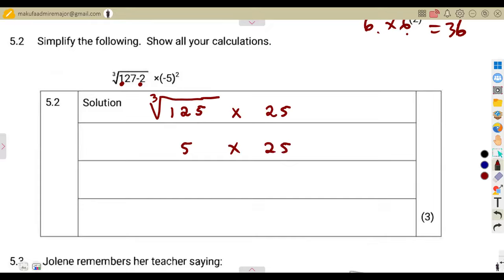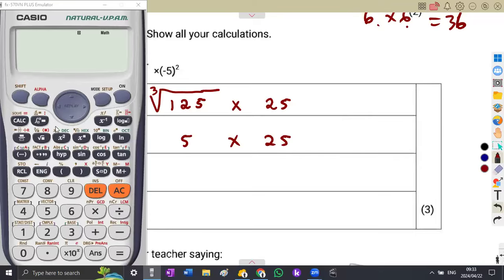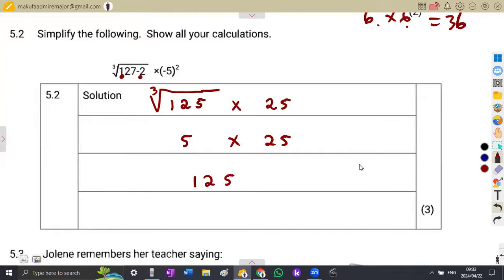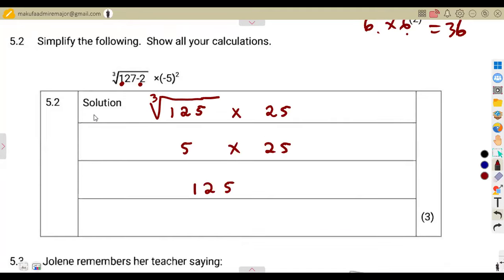If you do not know this, a calculator is there. That is your only friend in the exam that you can actually trust and use. For the cube root, you press shift and go to the square root key. That is the cube root of 125, and that is going to give us 5. After that, you multiply 5 times 25. If you multiply 5 times 25, you are going to obtain 125. Just like that.